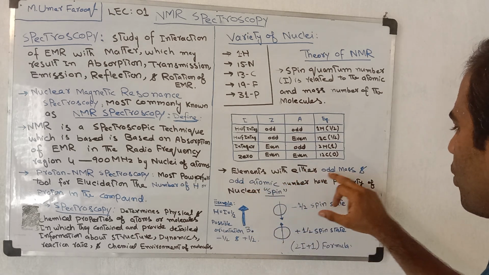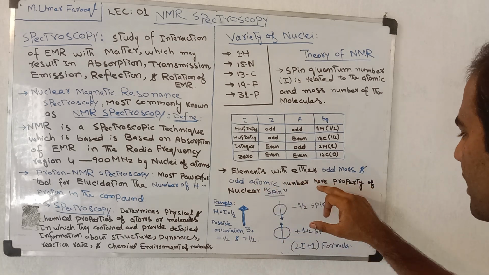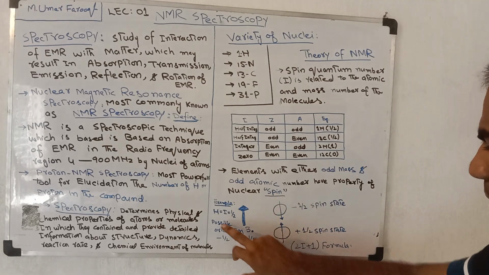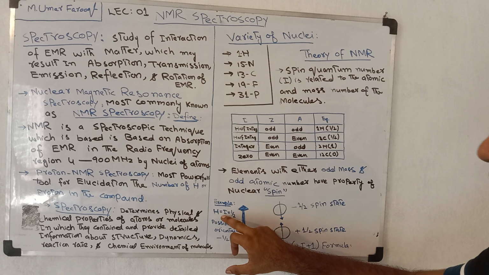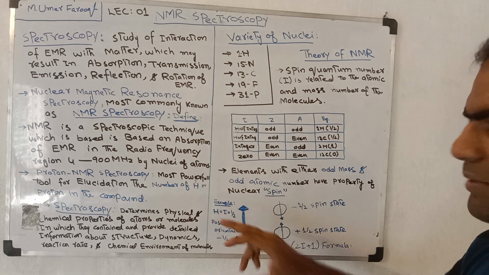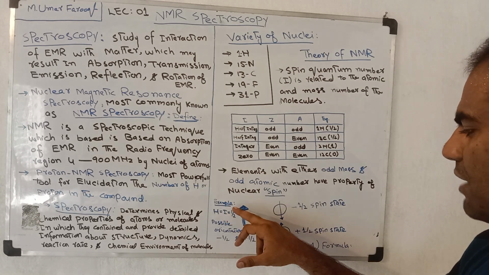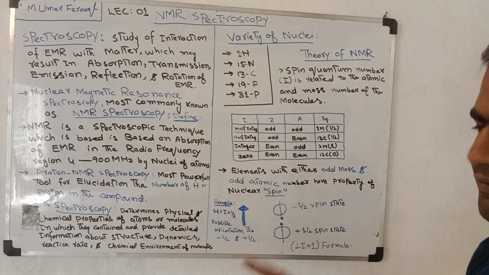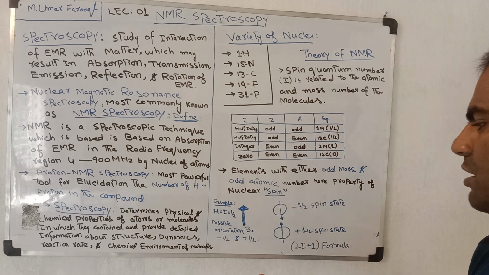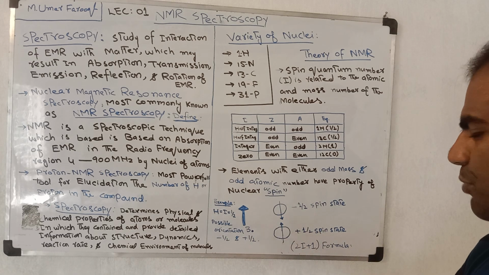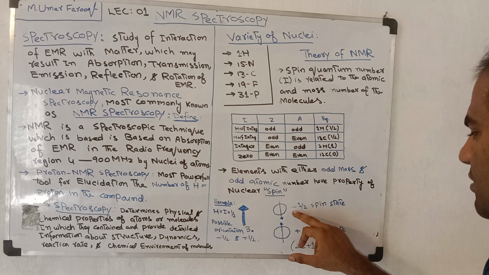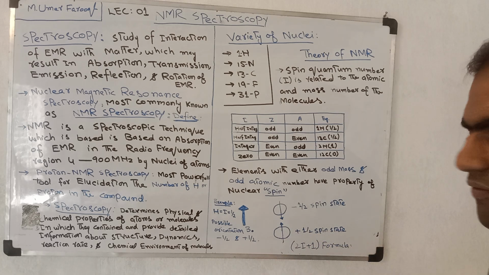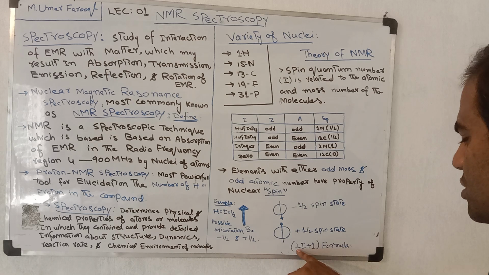Elements with either odd mass or odd atomic number have the property of nuclear spin. This is the example of hydrogen. The spin quantum number of hydrogen, represented by I, is 1/2. So the possible orientations, if we apply a magnetic field to the nucleus of hydrogen, are the minus 1/2 spin state and the positive 1/2 spin state. The formula used to find the number of spin states is 2I plus 1.